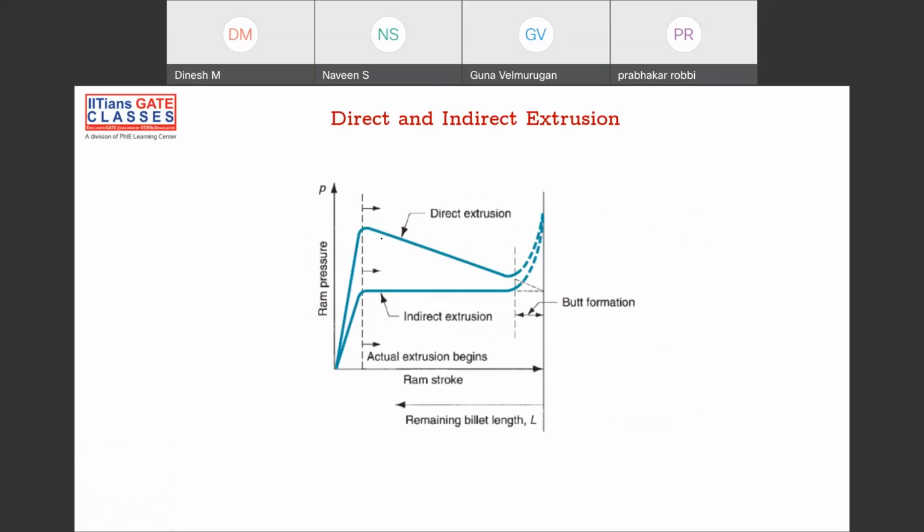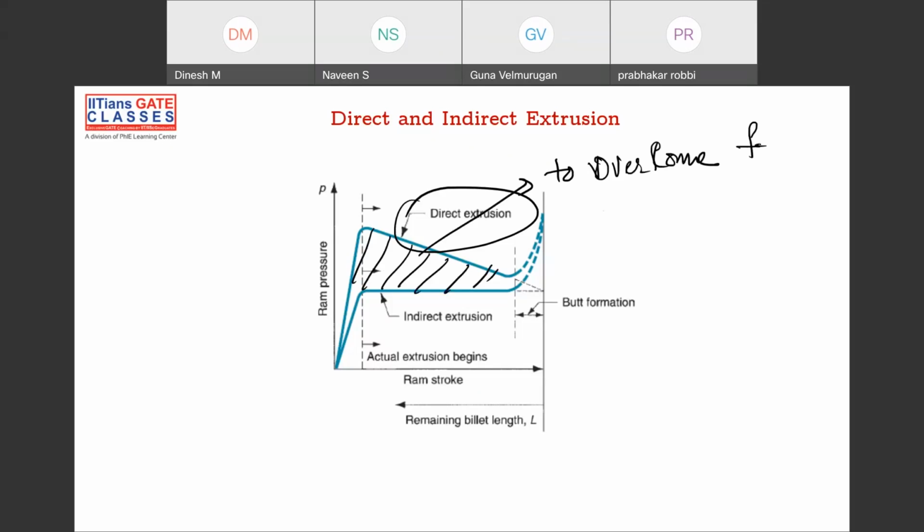For direct extrusion, you see more pressure. Why is it more for direct extrusion? Anyone who can tell me? I told you already clearly in the previous slides. Yes, friction is there in direct extrusion. So this is the extra force, the extra pressure, that you have to apply to overcome friction. Okay, very good.